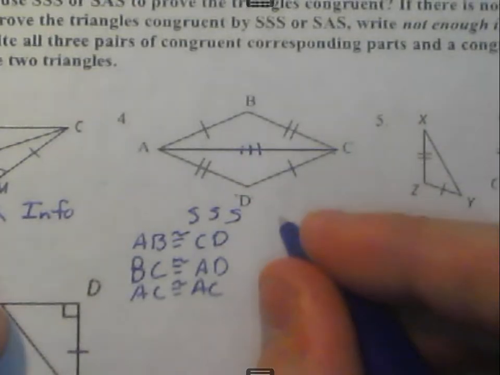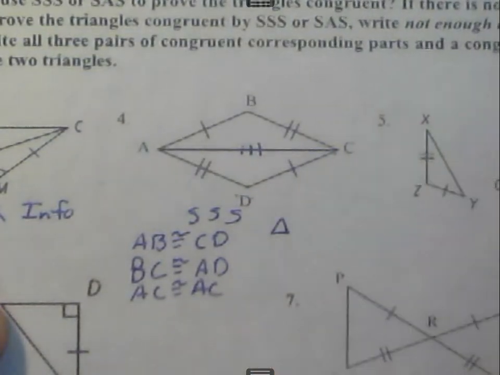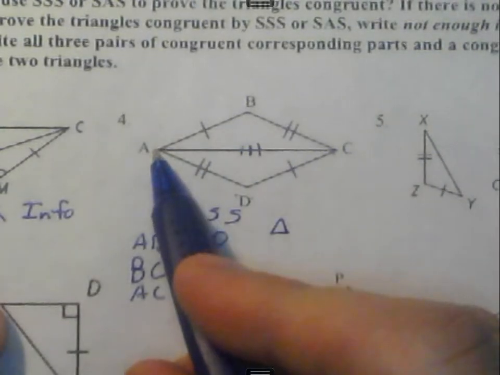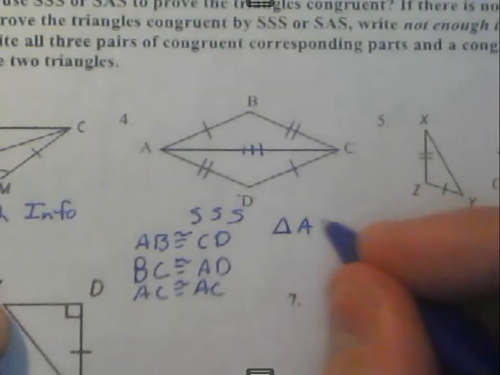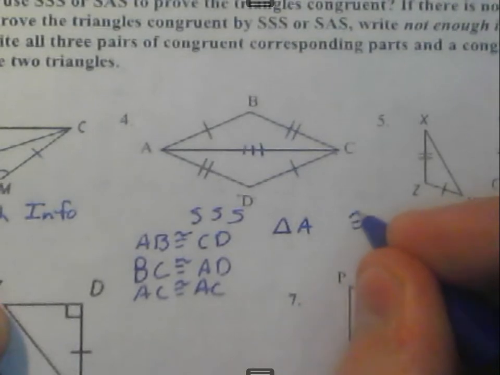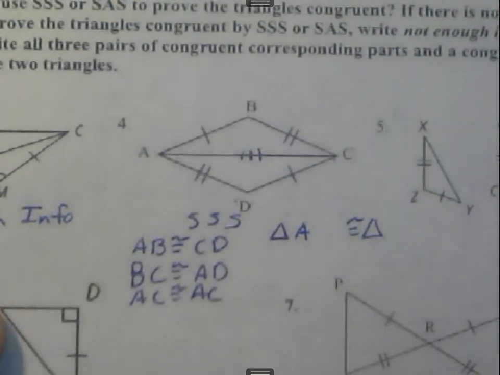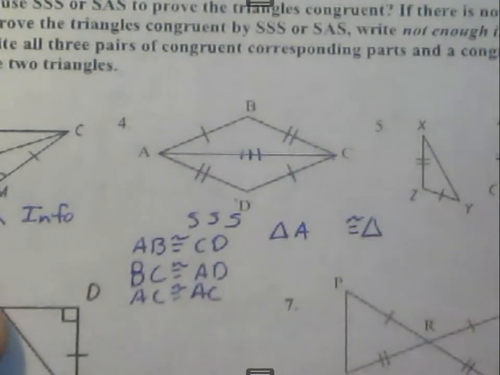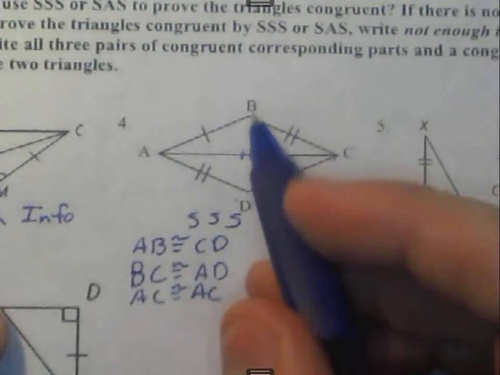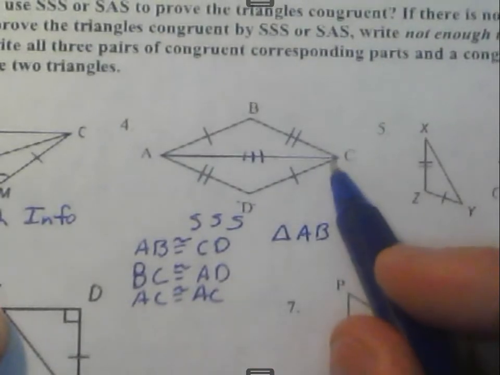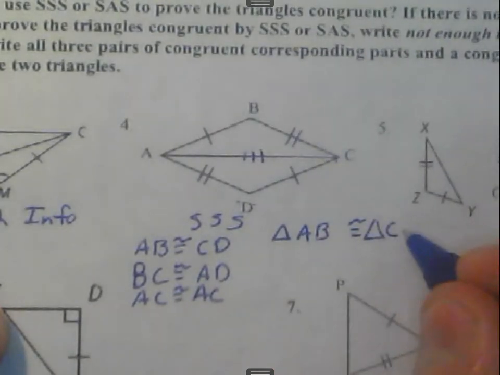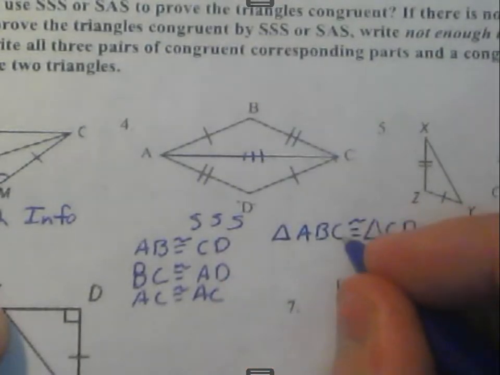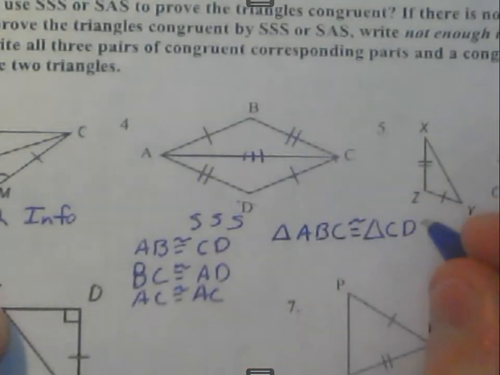So my congruency statement means that I want to put the letters in the same order. So if I go from A, I want to do it in the same order. So A to B is going to be C to D. And then A to B to C, and this will be A.